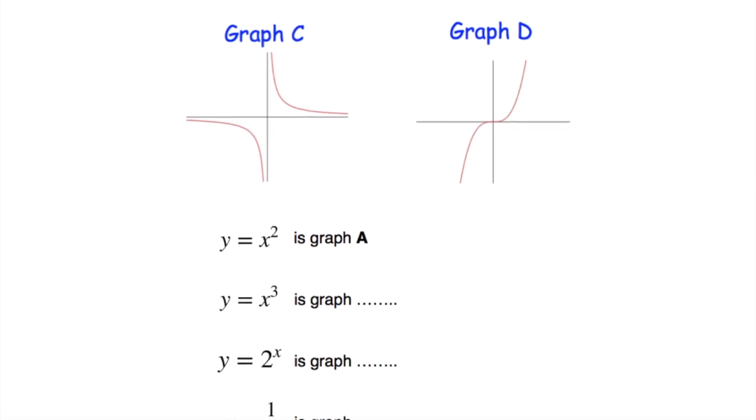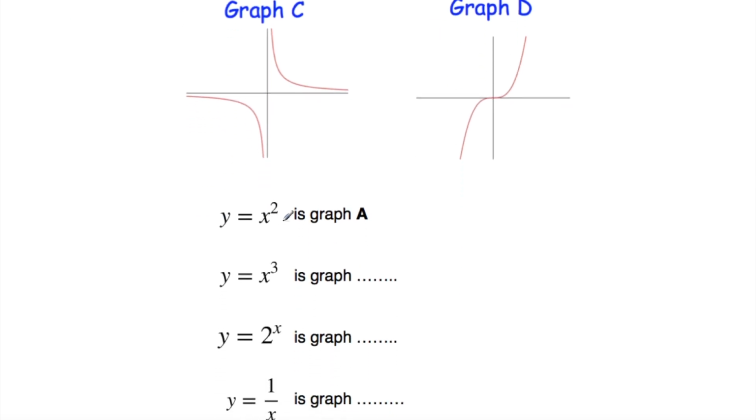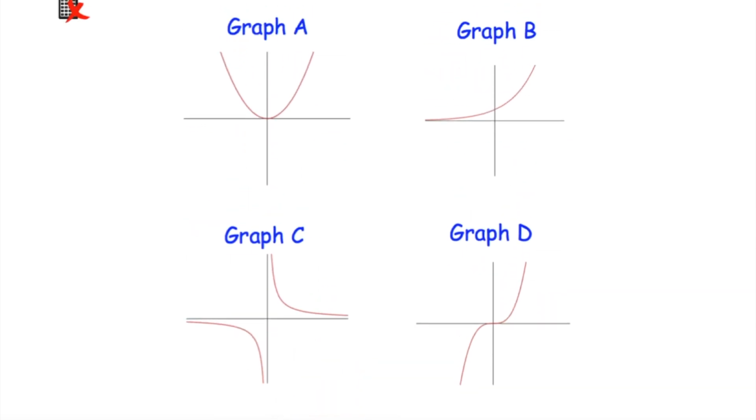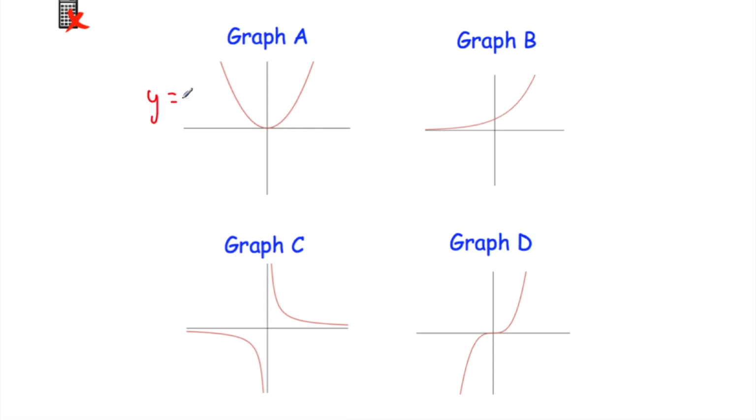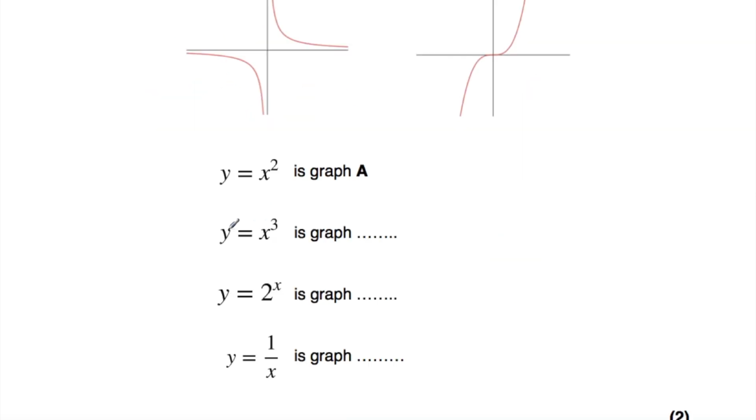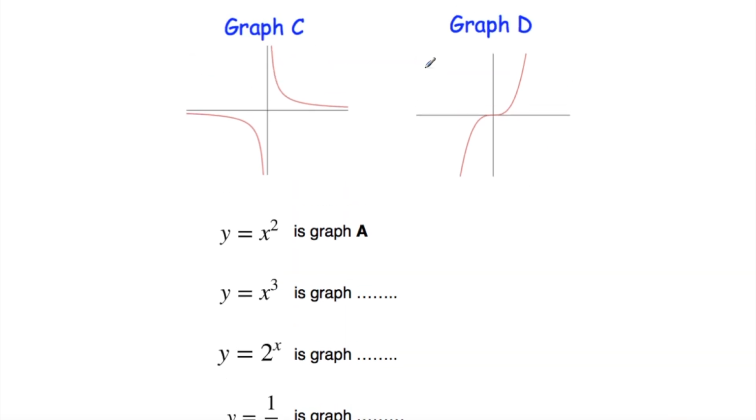So let's have a look at our options. y equals x squared is graph A. If we have a look at graph A, yep, that's our y equals x squared graph. Then we're asked to find which one is y equals x cubed. Well, y equals x cubed is going to be this graph here, because it's our cubic graph. A negative times a negative times a negative is a negative. 0 cubed is 0, and a positive cubed is positive. So that's going to be graph D.